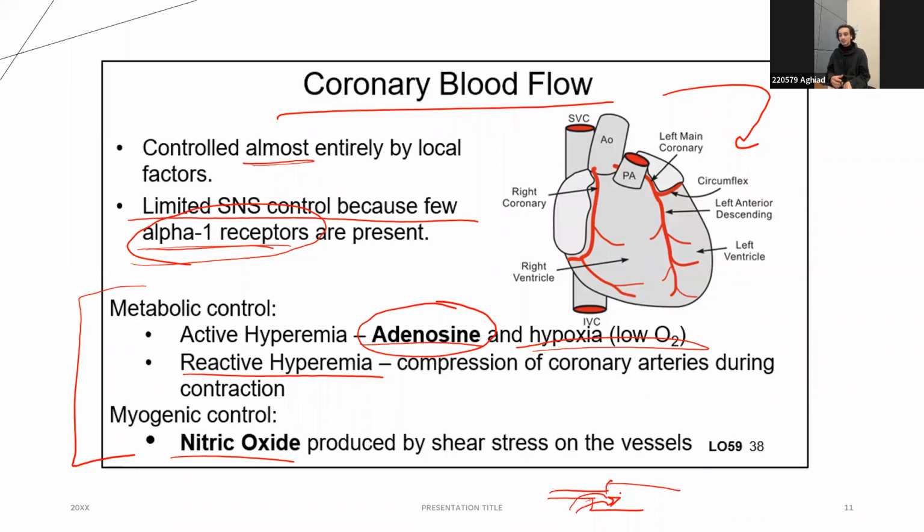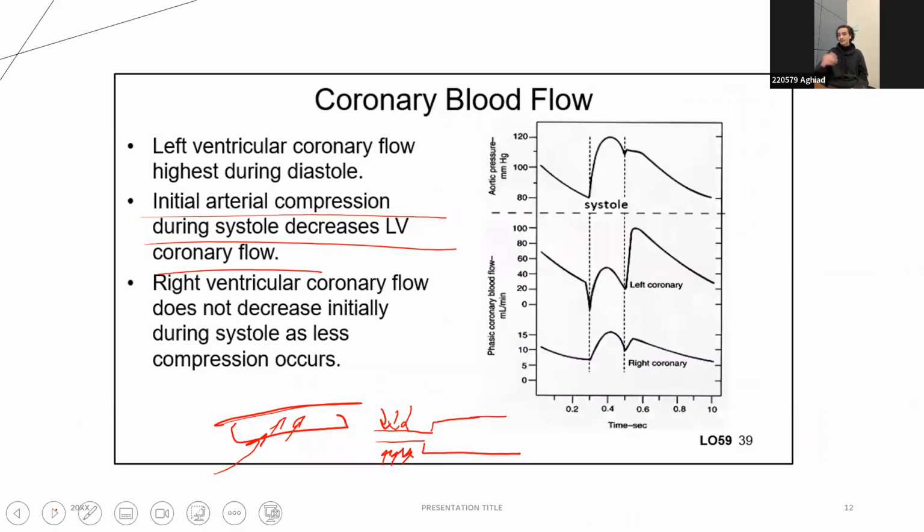And then you get myogenic control because it's working more, more blood, shear stress on the vessels, releasing nitric oxide. Okay, perfect. So again, left ventricular coronary flow is highest during diastole, because more blood. Initial arterial compression during systole decreases left ventricular coronary flow, because there's compression. We talked about this. It's systole. I think you guys know systole is a fancy word for contraction. That's what Dr. Abdul Jabbar told us, and diastole is for relaxation.